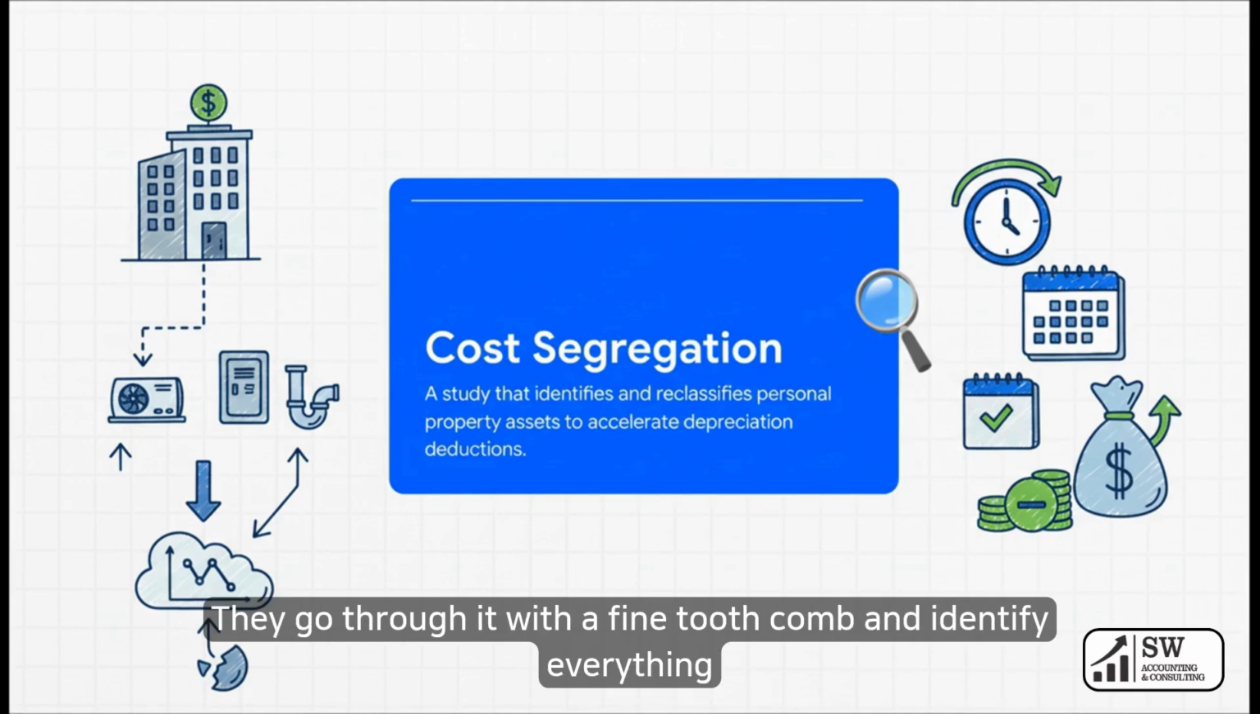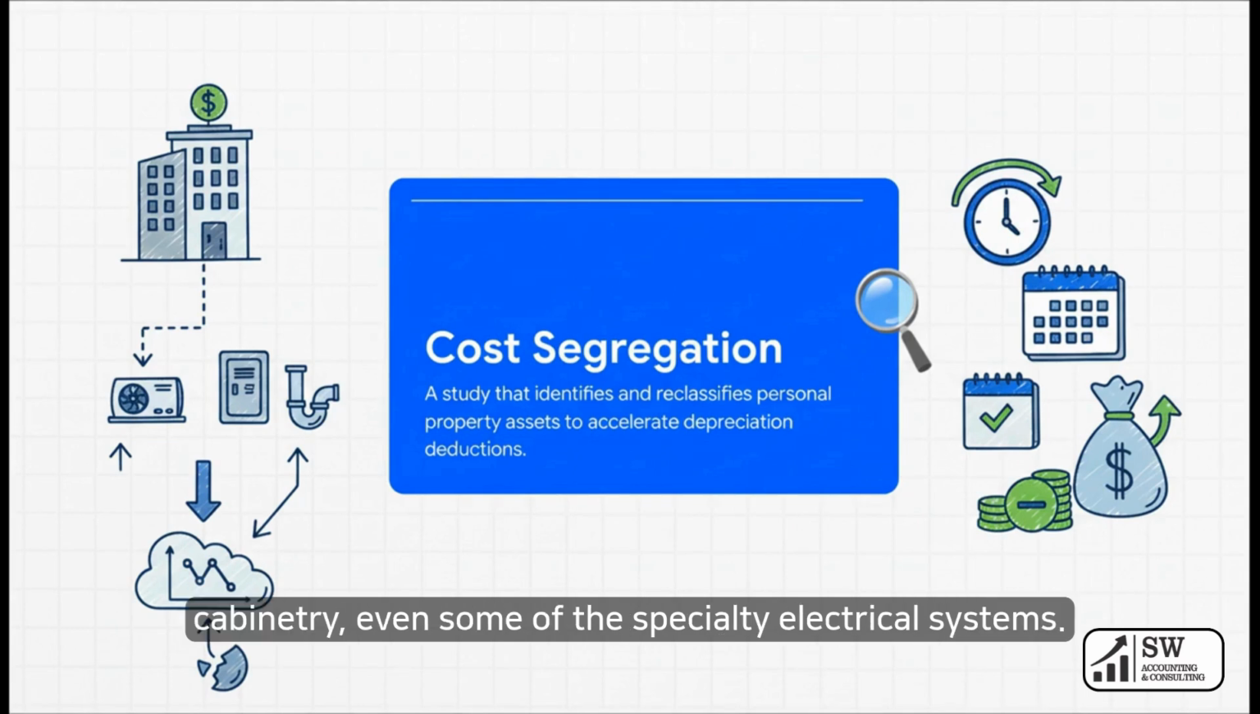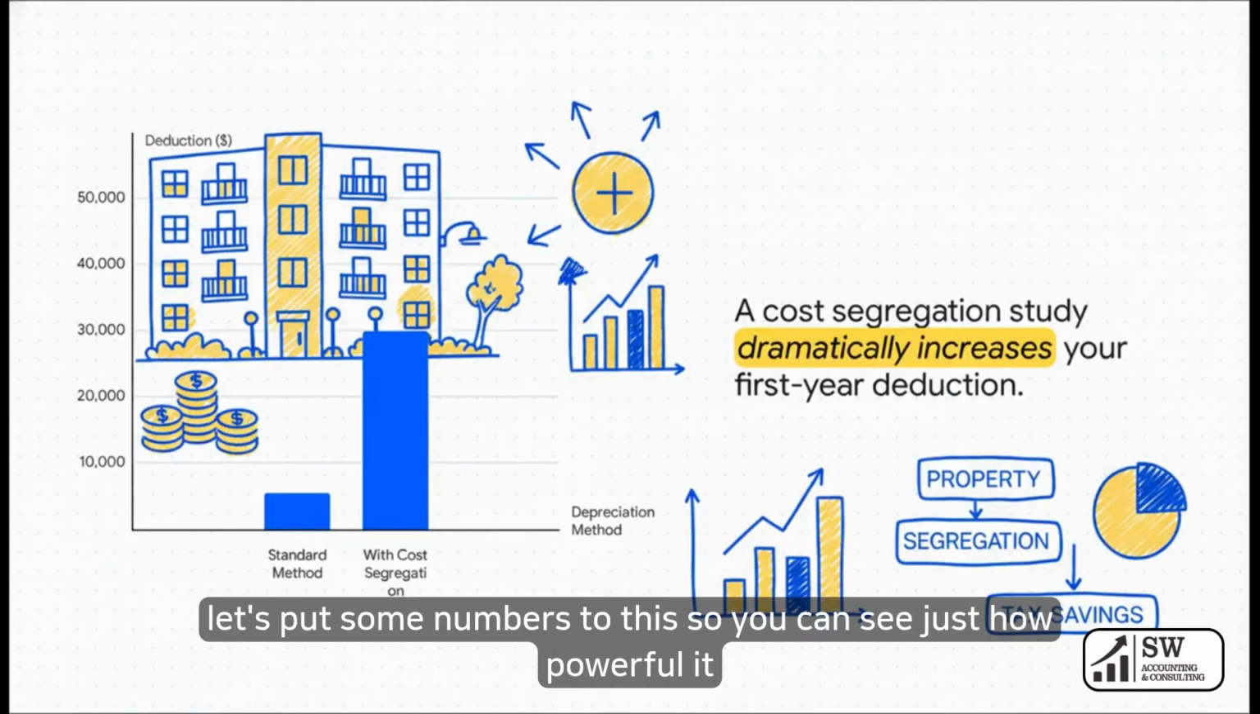They go through it with a fine-tooth comb and identify everything that can be legally reclassified. We're talking carpets, light fixtures, cabinetry, even some of the specialty electrical systems. All that stuff can be moved from that long 27.5 or 39-year schedule to a much, much faster 5 or 7-year one.